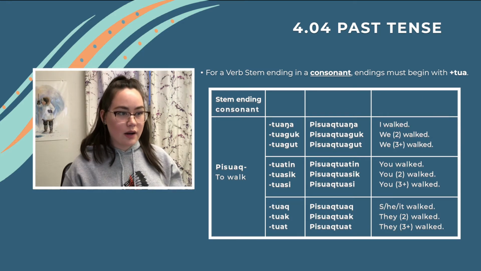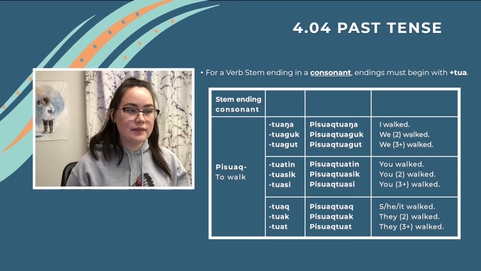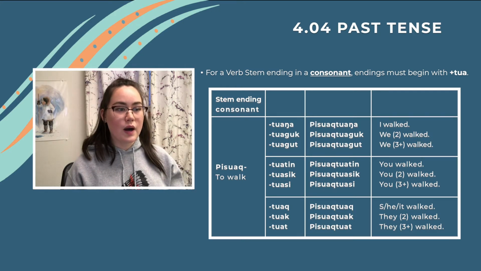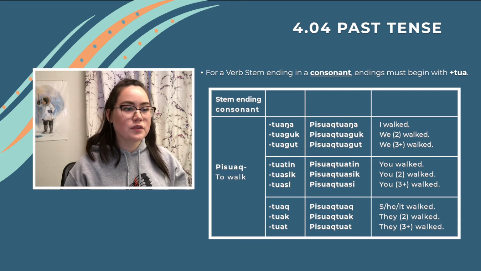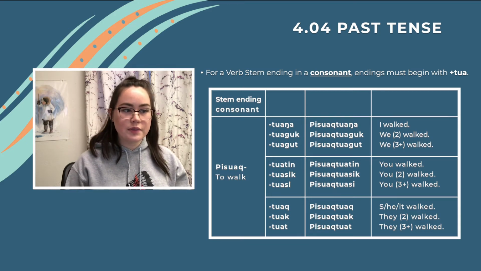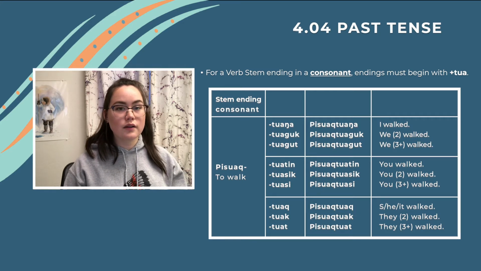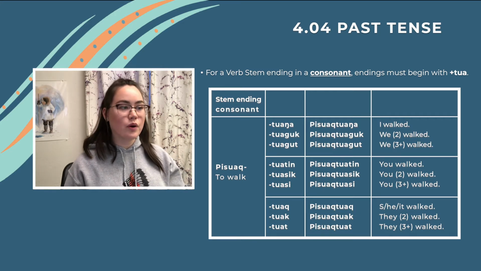To say you walked is pisok doatin, pisok doasik, you 2 walked. Pisok doasi, you 3 or more walked. Pisok doak, she walked. Pisok doak, they 2 walked. Pisok doat, they 3 or more walked.